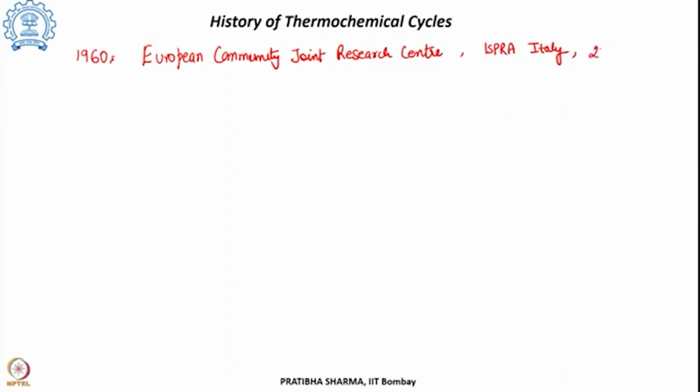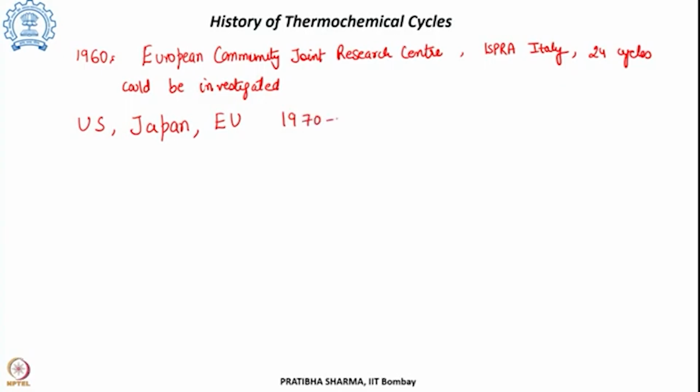Out of that they identified about 24 cycles which could be taken up for further investigation. And this was for a period between 1970 and 1983. This was the beginning of the studies on thermochemical cycles, and thereafter contributions came from various studies in Japan, US and various other European Union countries in the years between 1970 and 1980.